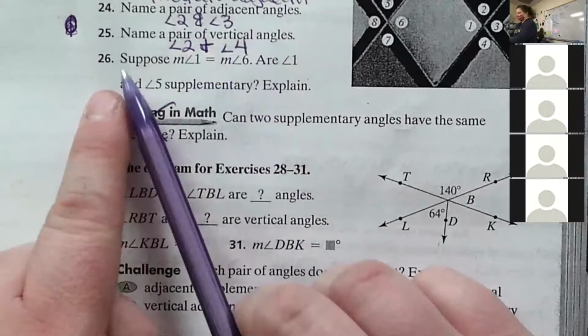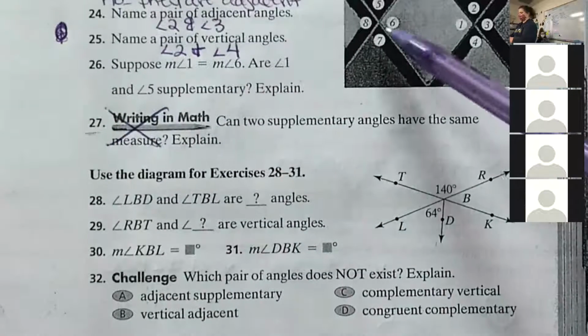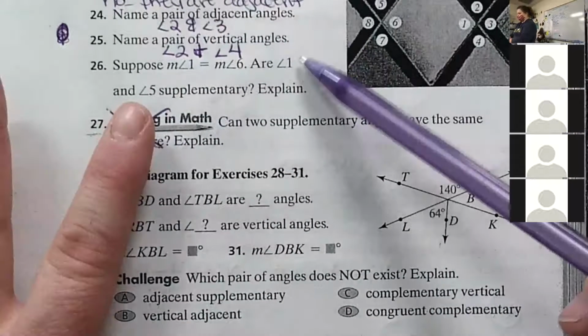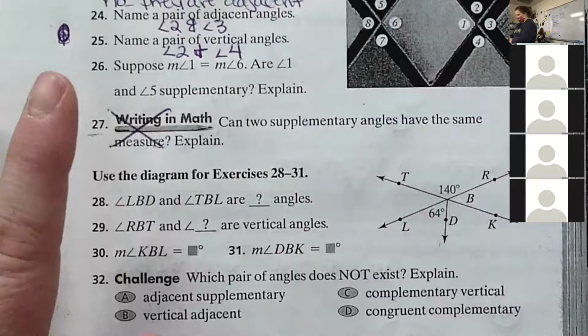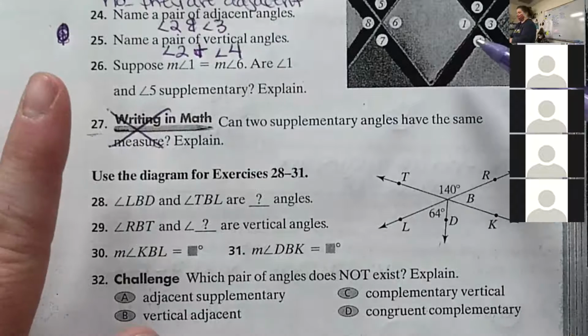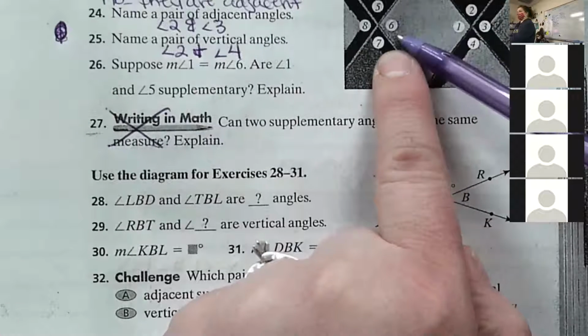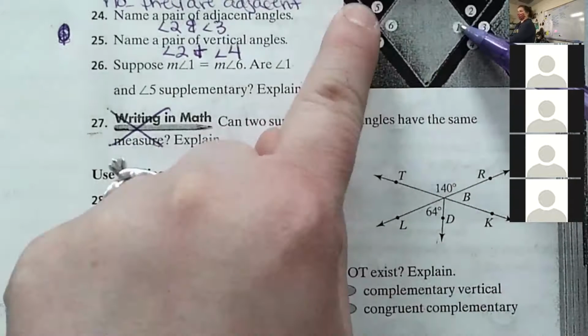Number 26. It says, suppose measure of angle 1 is the same as the measure of angle 6. So we're assuming that these two are congruent, they're equal, okay? Are 1 and 5 supplementary? Yes. And why? They equal 180 degrees. How do you know that? Because it's a straight line. Because 6 and 5 make a straight line, right? And if 6 is the same as 1, would 1 and 5 make a supplementary angle?